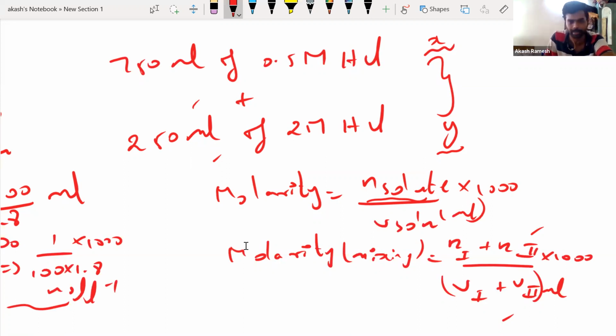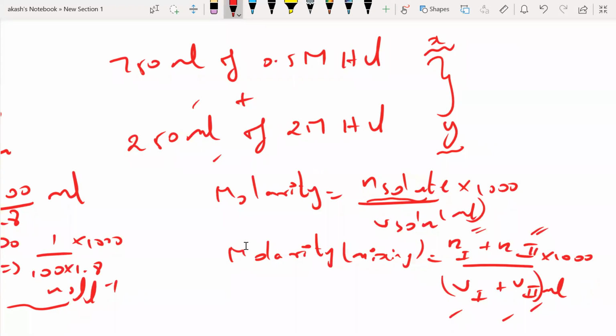Sorry, overall molarity. Okay. Now the next question comes to our mind. This can be very easily calculated. V1, V2, we know: 750 ml, 250 ml. We can easily calculate 1000 ml. Done. But how will you calculate number of moles from the first solution and number of moles from the second solution? Tell me, any idea? Sir, it is already given that 0.5 M of HCl.